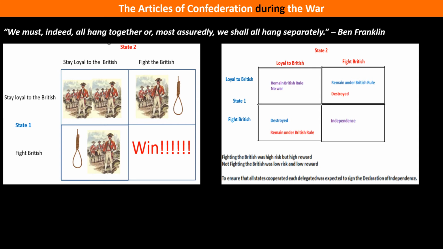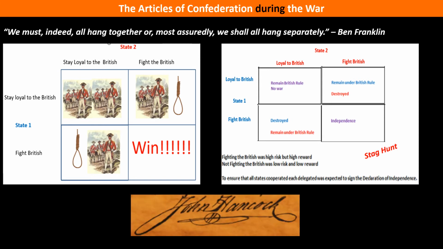After reviewing the diagrams, you may notice that this looks very similar to a stag hunt, also known as a trust game. One of the ways to enforce cooperation in a stag hunt is to have the players sign a contract. In a way, signing the Declaration of Independence serves as a contract. Each signer knew that they were putting their necks on the line. As the great Ben Franklin once said, "We must indeed all hang in together, or we will surely hang separately."